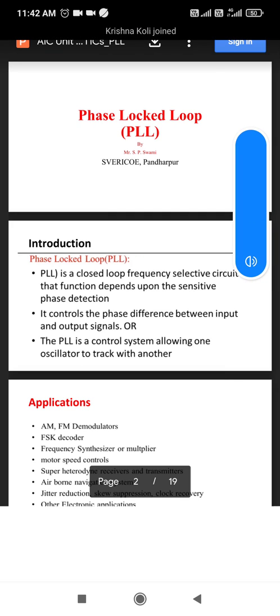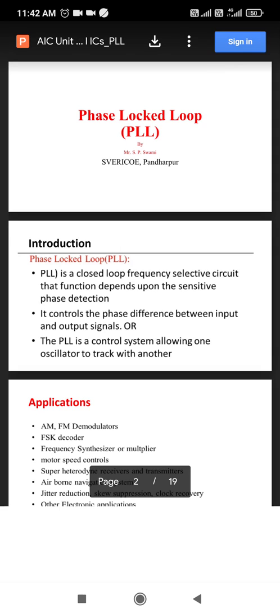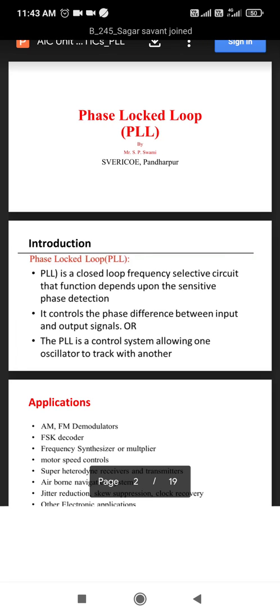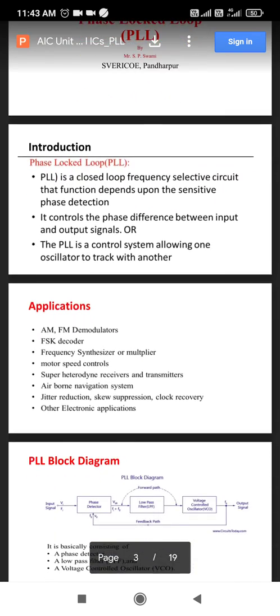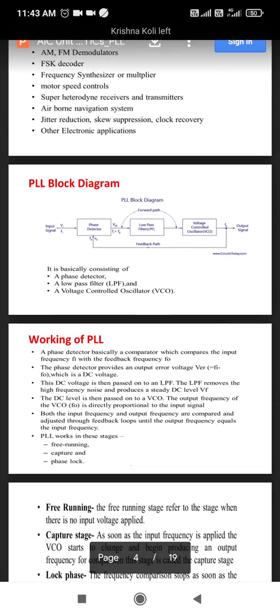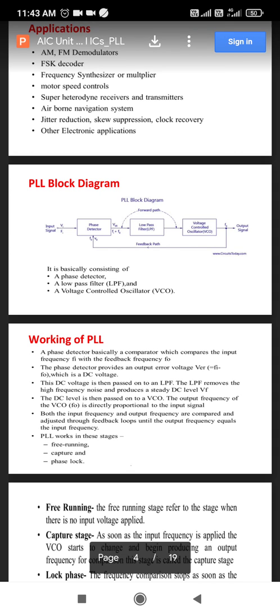Good morning everyone. Welcome to the AIC lecture. In the previous lecture we started the phase lock loop, in short PLL. We started from the introduction, then saw the applications, then discussed the PLL block diagram and the working principle of this PLL in detail.